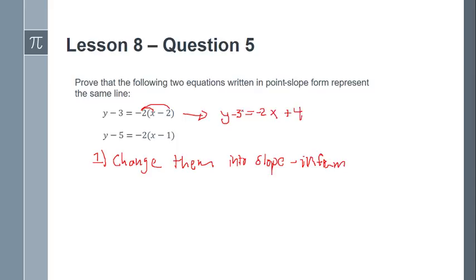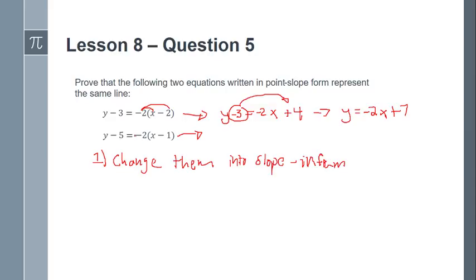Then finally we want to get y by itself, so then I would just add this 3 to both sides. So then I'd have that y is equal to -2x, and I can add numbers to numbers, so 4 plus 3 would be 7. Okay, so now I would know that this equation down here is the same line if, when I change it into slope-intercept form, we get the exact same equation.